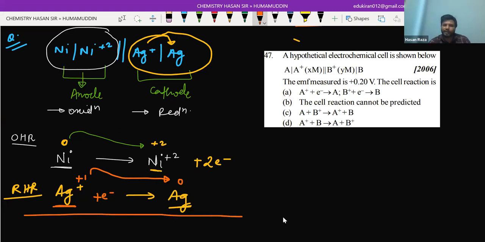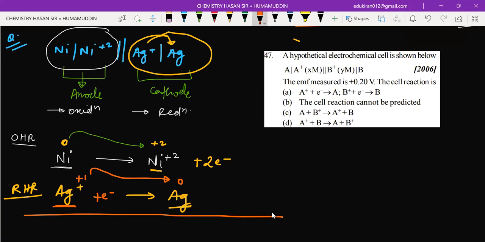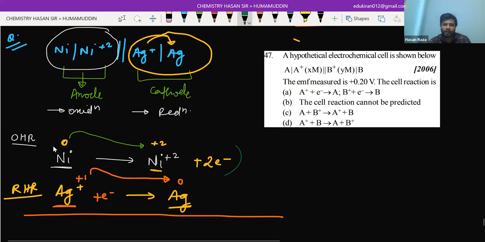Now, if you directly add this oxidation half reaction and reduction half reaction, will these electrons be cancelled? Yes or no? No, because they have different numbers of electrons. So what do you need to do? It's very simple. Whatever is the number of electrons here, you are going to multiply. Only 1 electron in the reduction half cell reaction, so you multiply it by 1. And how many electrons here? 2. So you multiply it by 2. Are you getting my point?